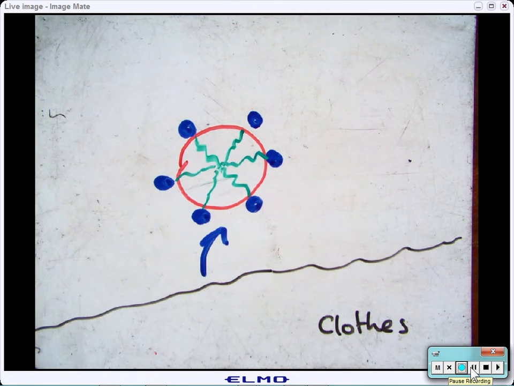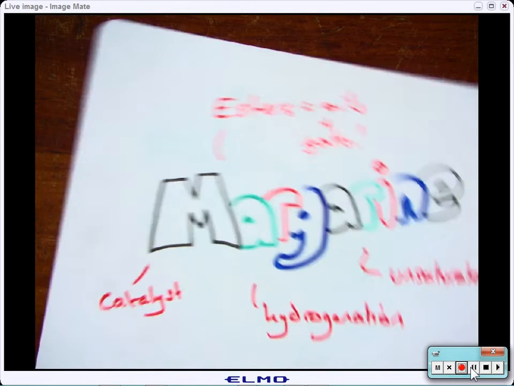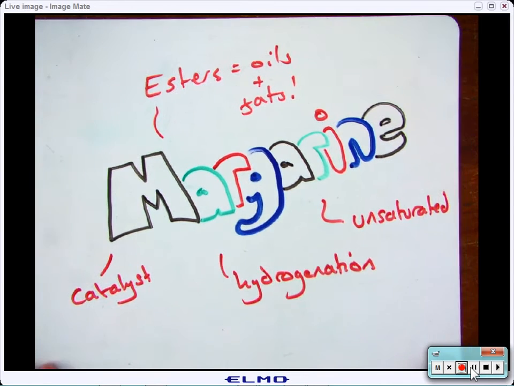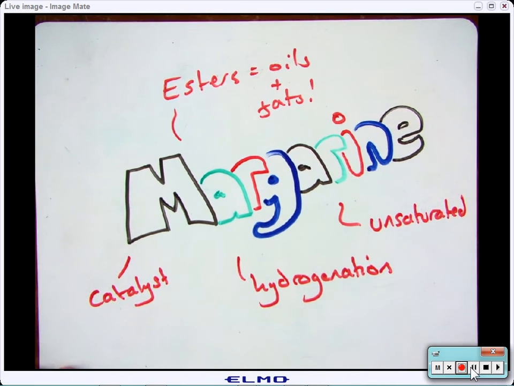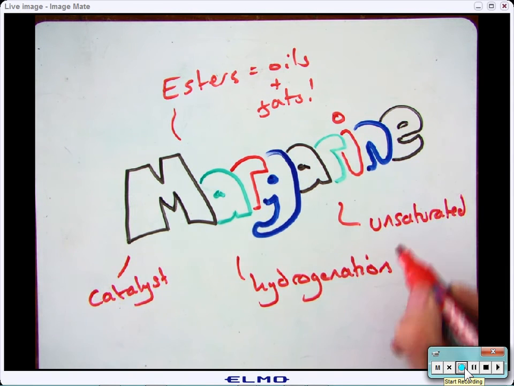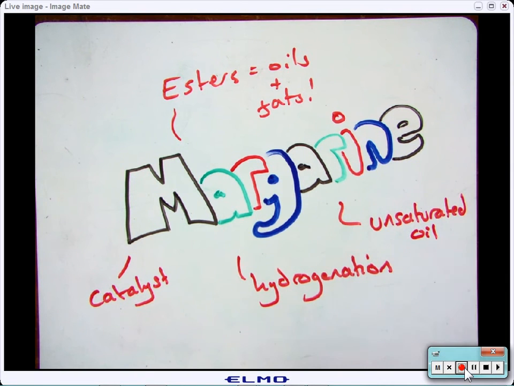Okay, the next part is going to have a look at margarine. So by the end of this part you'll know what margarine is, how it's produced, and why. If we wanted to make margarine, what we'd do is we'd take an unsaturated oil, and I'll show you what that is in a minute, and we hydrogenate it. That will produce saturated oils, which, for example, your margarine is.